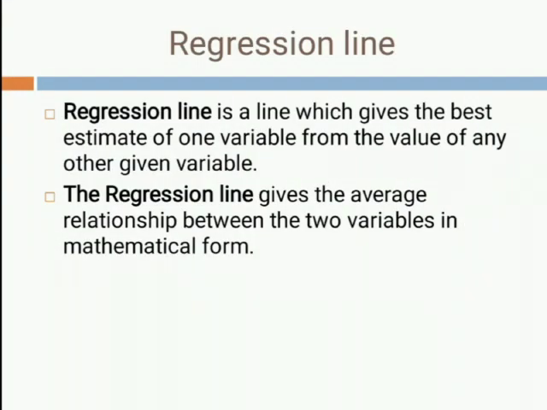Coming to the regression line, it is a line which gives the best estimate of one variable from the value of another given variable. The regression line gives the average relationship between two variables in a mathematical form. As we saw in correlation, we just have the relationship, like public expenditure and sales, but here we can check the effect of one variable on another by using the regression lines.